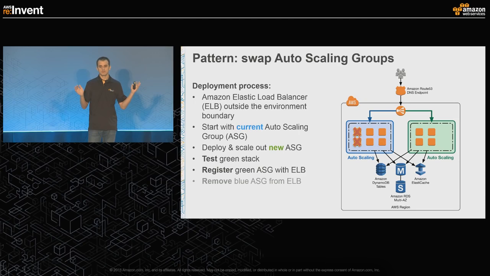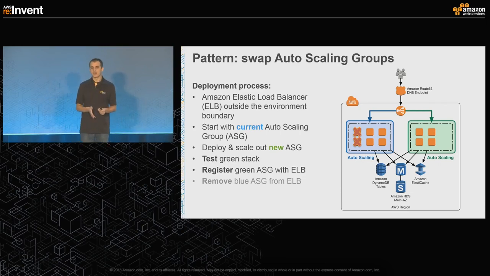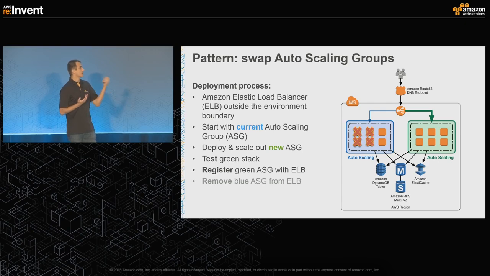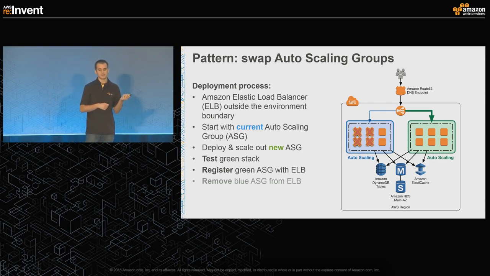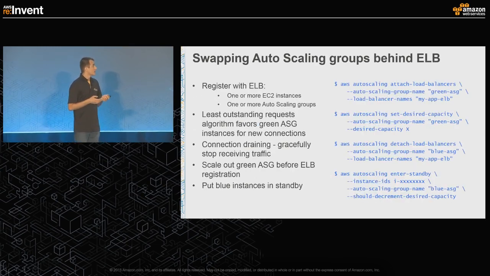You can either scale in the blue auto-scaling group, which will terminate instances, or you can use the auto-scaling standby feature to take those instances out of the current processing and place them into standby. That way, they're still there. They're not receiving traffic, but if you need to roll back, it's a quicker rollback. So finally, when everything is done and all your instances are decommissioned, you can remove the old auto-scaling group.